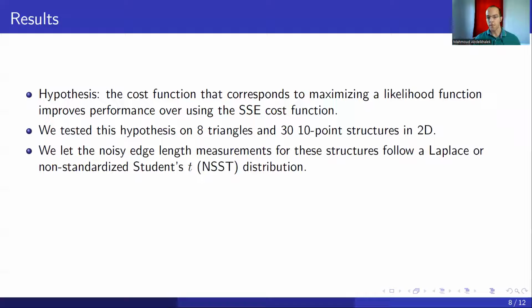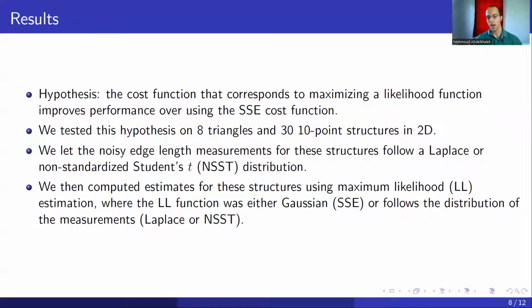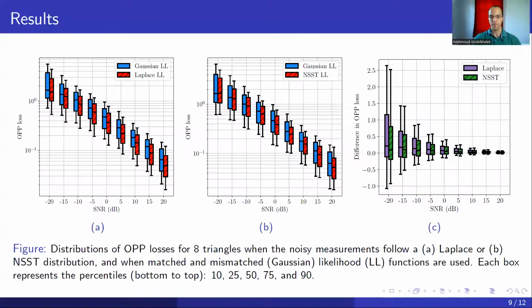And for our noisy measurements, we used the Laplace distribution or the non-standardized student's t-distribution. So our measurements followed either one of these distributions. And then we computed the estimates for these structures using either maximum likelihood estimation, where the cost function follows the distribution of the measurements, or using just the SSE cost function, where the cost function does not follow the distribution of the measurements. And here are our results.